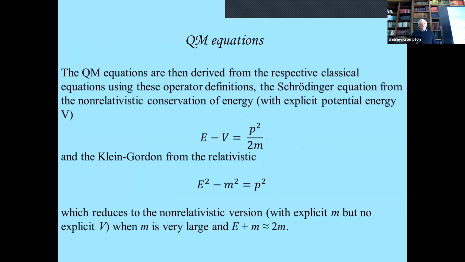In the first case, we use E minus V equals P squared over 2m. And from the Klein-Gordon, we use E squared minus M squared equals P squared because we introduce relativity as well. And it's important to show that the Klein-Gordon will reduce to the non-relativistic when M is very large. And the thing is that E squared minus P squared equals M squared is never not correct. It's always correct. It's just that we don't notice it if M is huge.